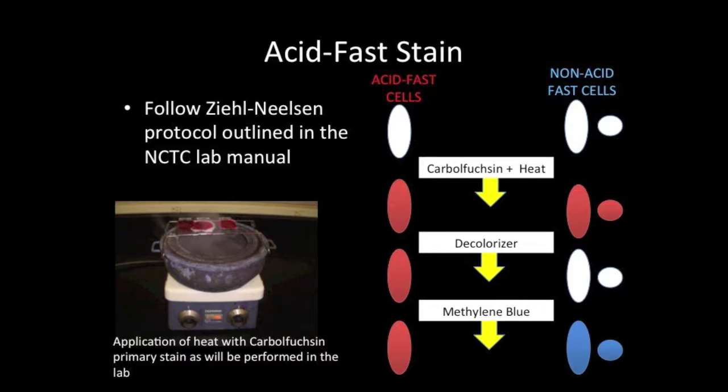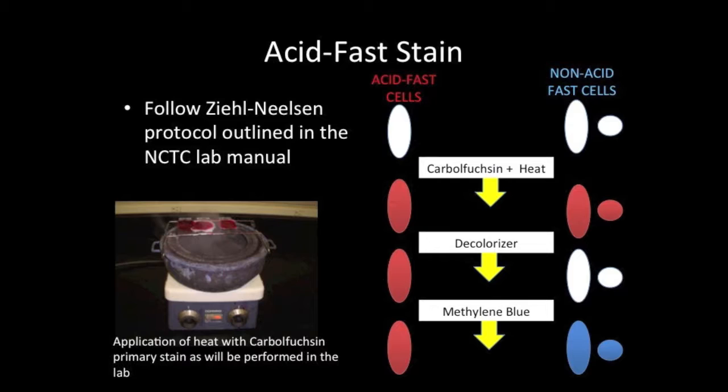The decolorizer used in the acid-fast stain is an acid alcohol. The acid alcohol is a mixture of hydrochloric acid and ethyl alcohol. As the decolorizer is applied to the cells, the primary stain is washed out of non-acid fast cells, leaving them colorless. Cells containing mycolic acid hold fast, or tightly, to the primary stain even with exposure to the harsh decolorizer, and thus are termed acid-fast cells. Acid-fast cells now appear red at the end of the decolorizing step.